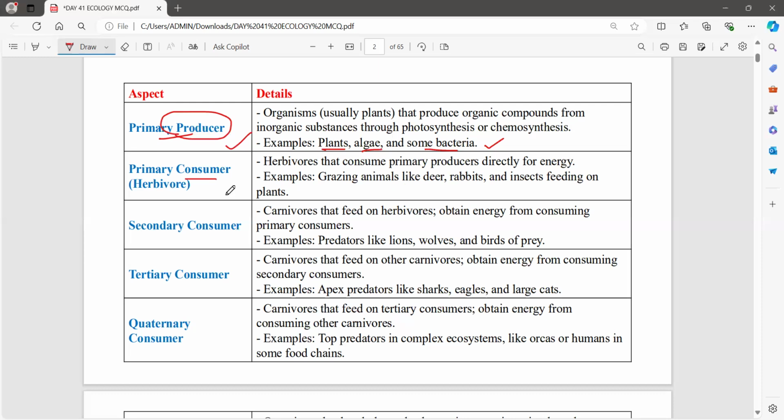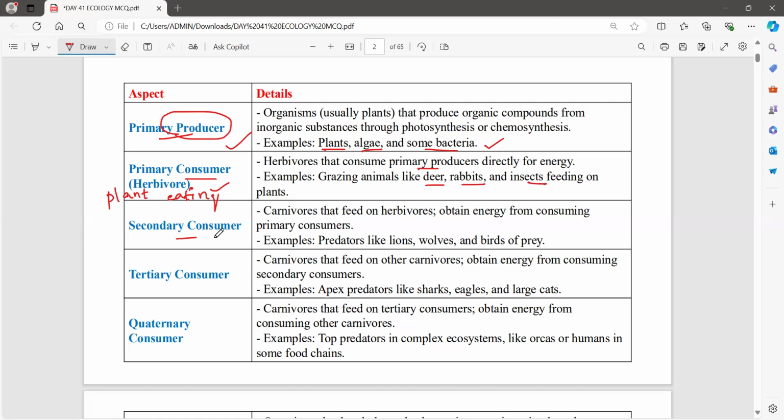Now, herbivores. What is meant by herbivore? It is also called the primary consumer. It is a plant-eating animal. Those who depend on the primary producers for energy are called herbivores, that is, primary consumers. So deer, rabbits and insects which feed on plants are the primary consumers.